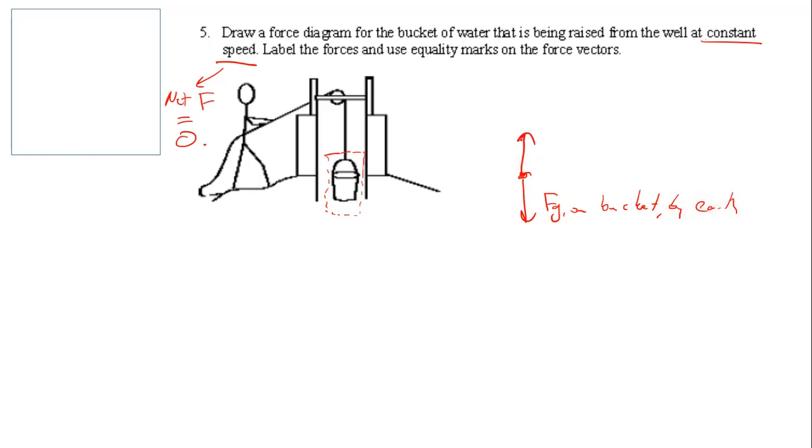Upwards, you can see the thing that's providing the force: tension on the bucket by the rope. Is the tension force meant to be bigger because it's going upwards? No, it doesn't matter if it's going upwards or being raised. It's being raised at a constant speed, so these must be the same.